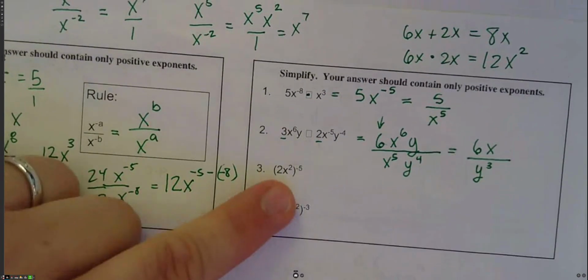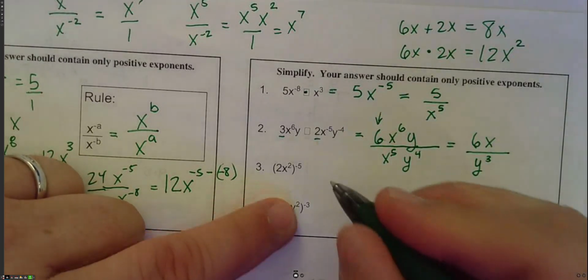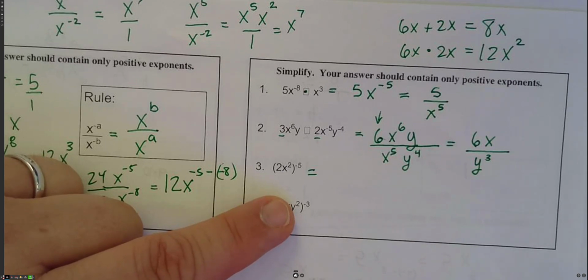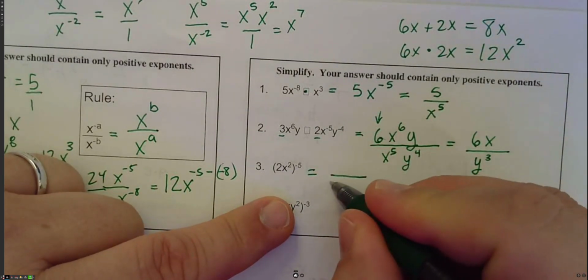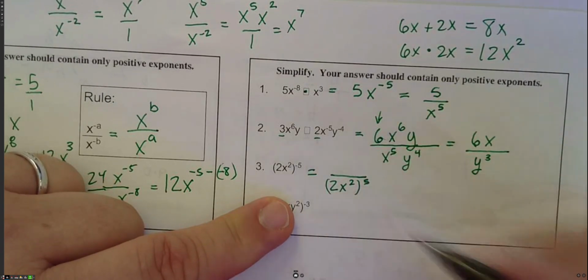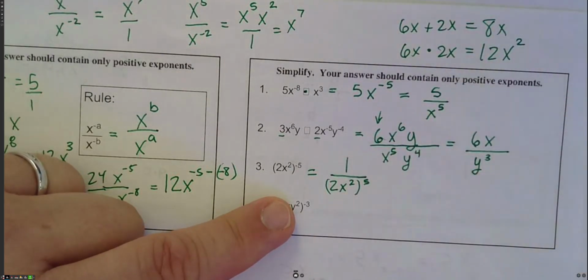Okay, next one. So we could deal with this as powers of powers, or we could take care of the negative first. I kind of like taking care of negatives first. That -5 is telling me I need to do what? I'm moving everything to the bottom. So 2x squared with a positive 5. When everything is out of the top, what do I put there? A 1, because it's multiplication. Okay.